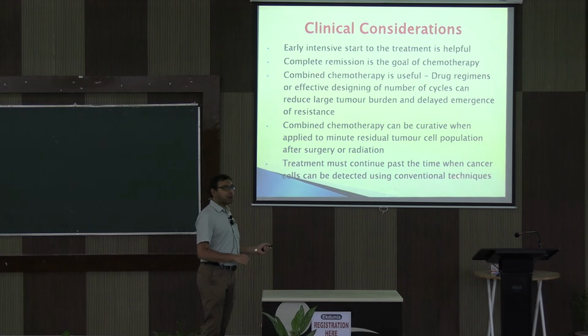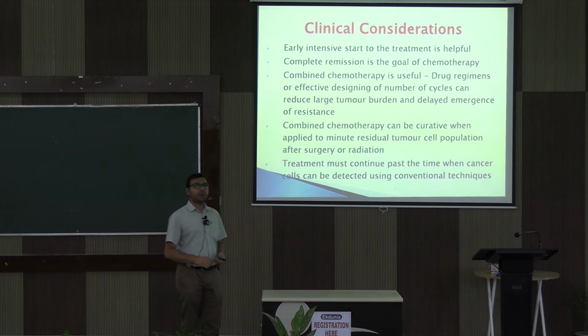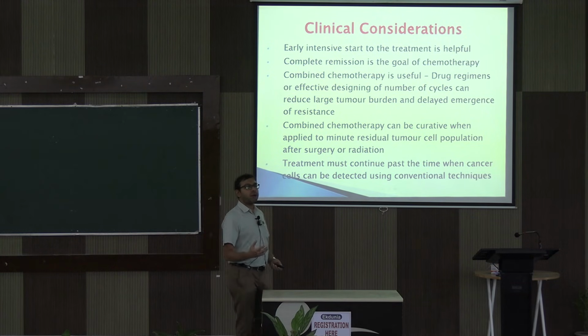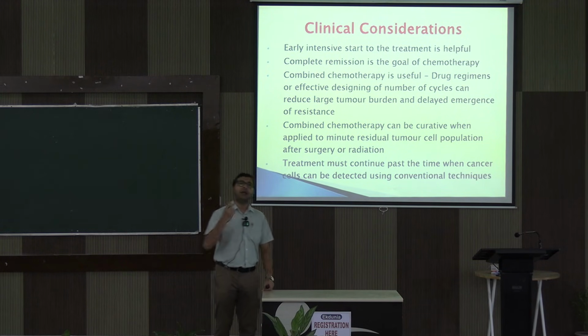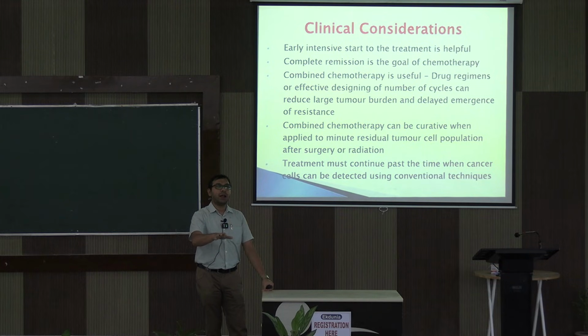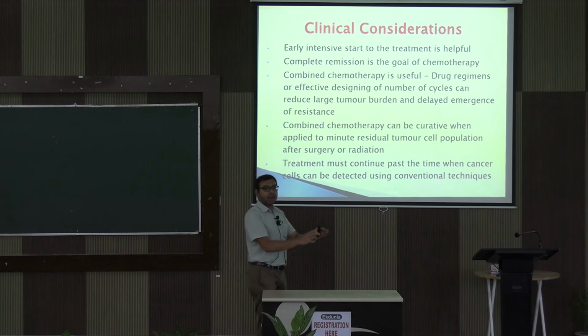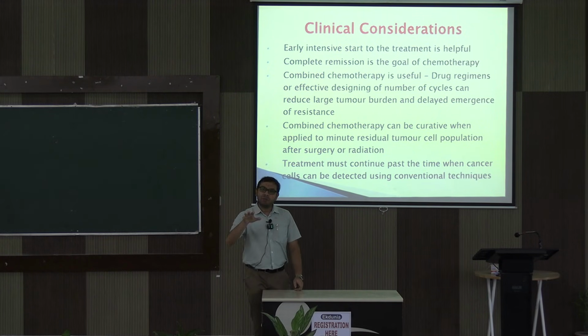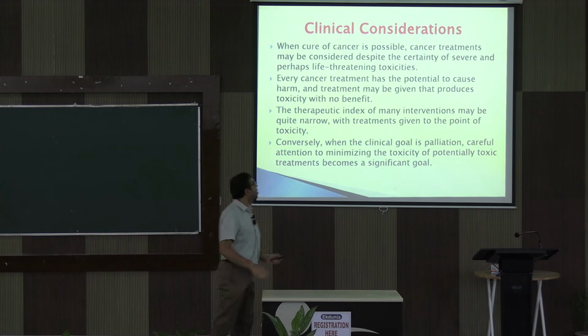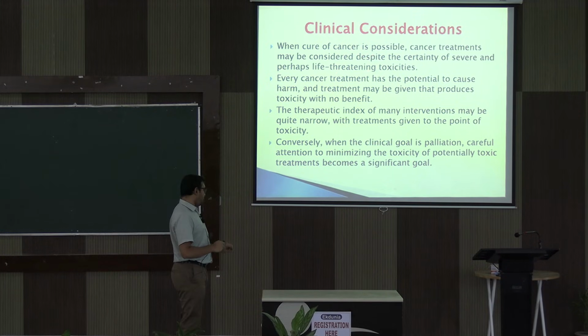Treatment must continue past the time when cancer cells can be detected using conventional techniques. In many of the cases, you know that drugs have to be continued lifelong so that there will be no recurrence, because there may be recurrence. The tumor cells are already multiplying, but in a very low fashion. That's why it is clinically undetectable. So when we say the patient is in remission, the cancer has not come back, but ultimately there will also be multiplication, though at a very low level, and we are also giving some drugs that keep it at a low level. Okay.